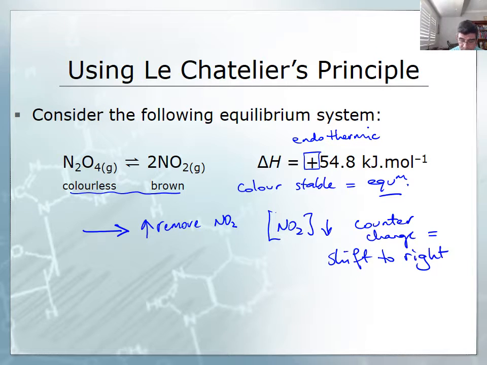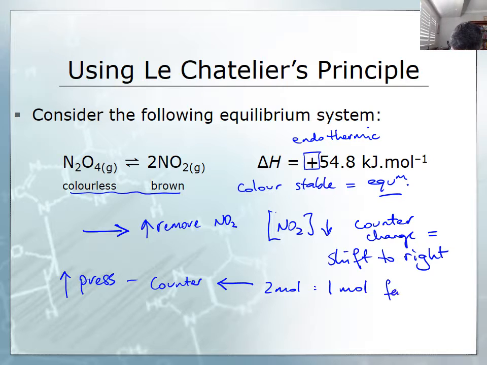If we increase the pressure, we have molecules bouncing together much more closely. That's what increased pressure is. So in order to counter, what we do is we shift to the left. So every 2 moles or 2 molecules of nitrogen dioxide will produce 1 mole or molecule of the dinitrogen tetroxide. So increasing the pressure favors less gas moles.